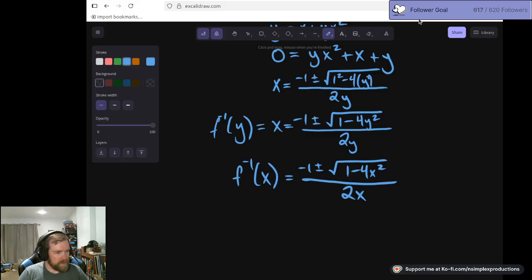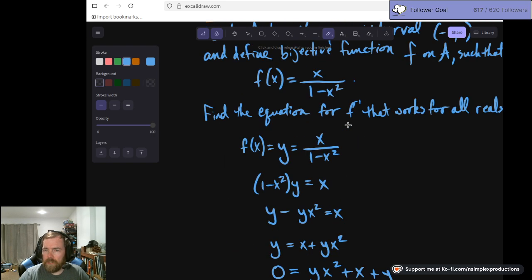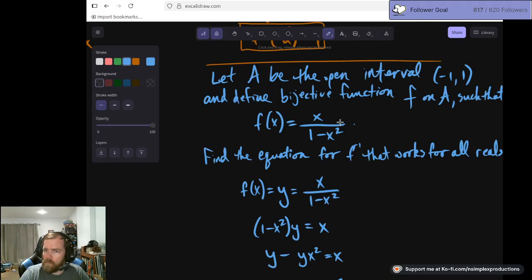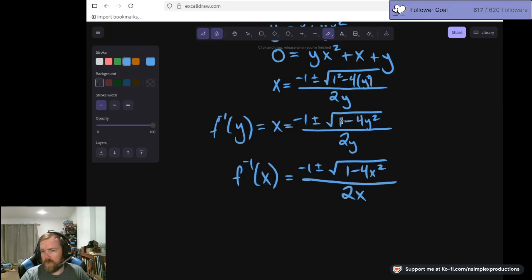So yeah, we do have a bit of a problem because this is not a function. Now, looking at the original, we said this is only going to work from -1 to 1. Which means that this is only going to work for y values. Like our range values will only be from -1 to 1.